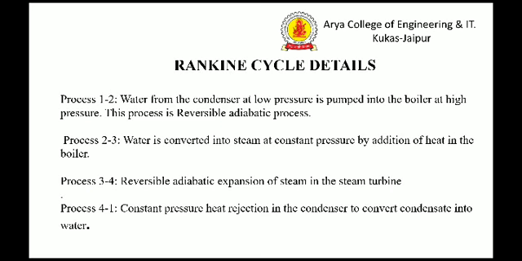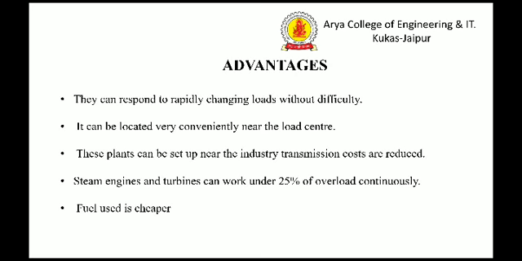Process 2 to 3: water is converted into steam at constant pressure by addition of heat in the boiler. Process 3 to 4: this is reversible adiabatic expansion of steam in the steam turbine. Then process 4 to 1: constant pressure heat rejection in the condenser to convert condensate into water.